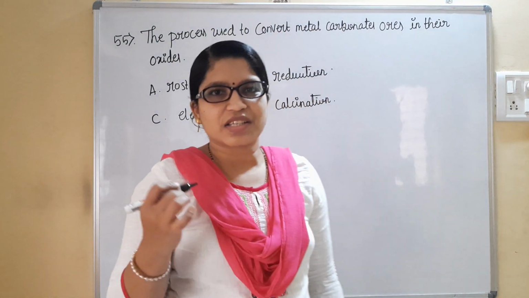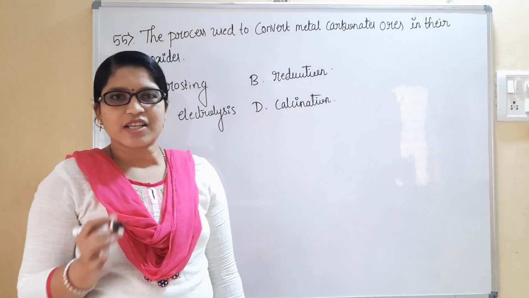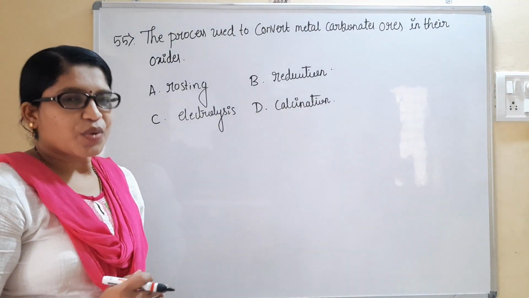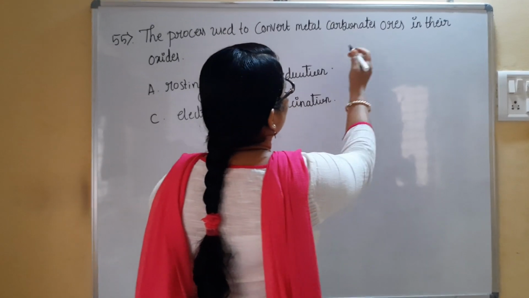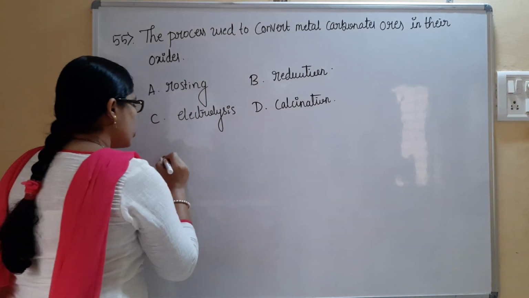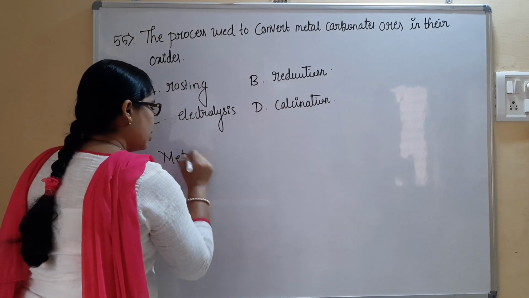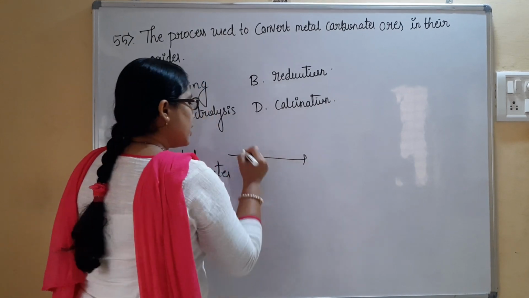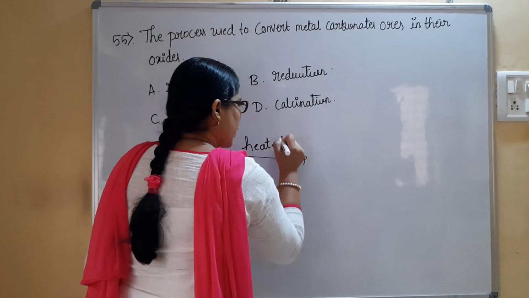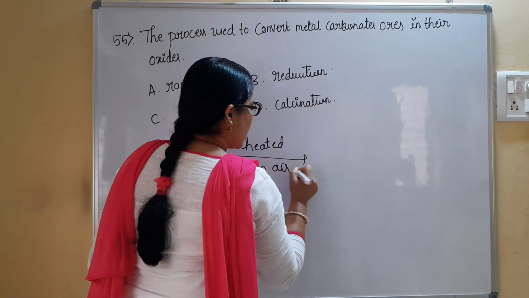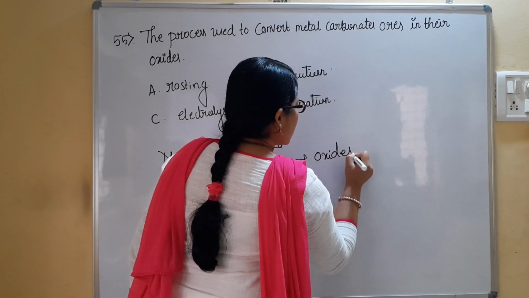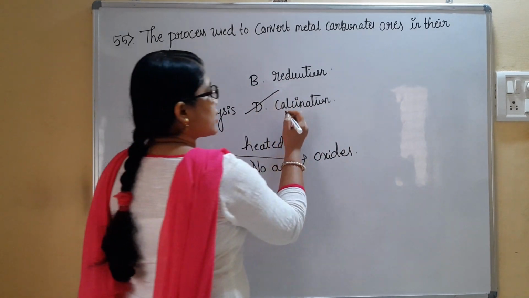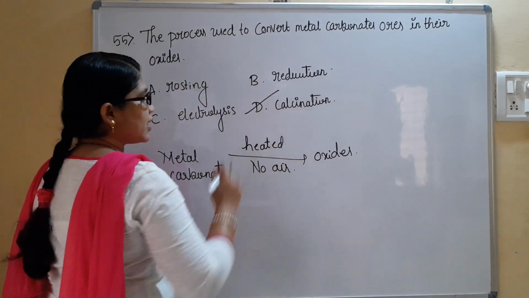So dear students, it is our favorite part. The 55th question is coming from the chemistry part. In this, the first question is about the process of conversion of metal carbonate ores into oxides. Metal carbonates are always heated in the absence of air, that is no air, and they form the oxides. This process is called the calcination process. The correct option for this statement is calcination.